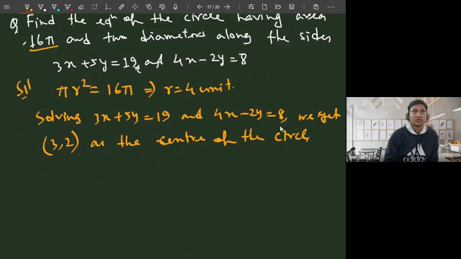So what is the equation of the circle? It is (x minus 3) whole square plus (y minus 2) whole square equal to 4 square.